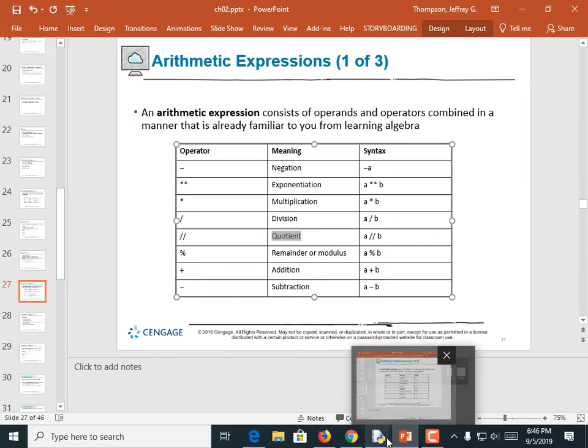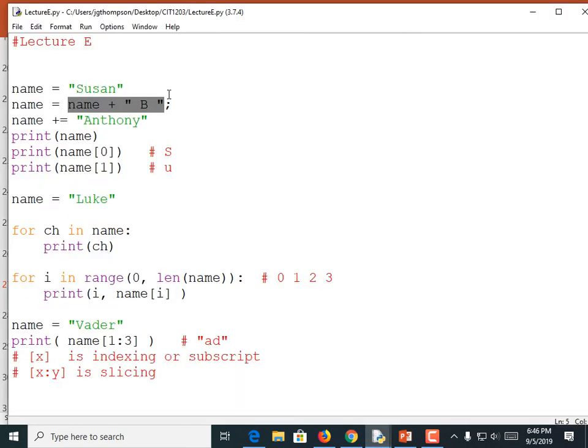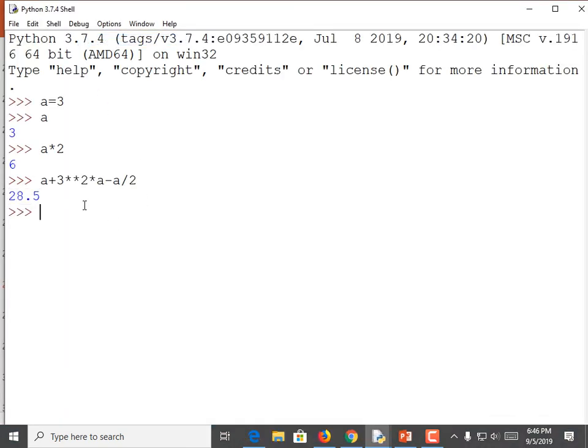Go ahead and get a shell going. Launch IDLE, click Run, Python Shell, and let's just play with these ideas. 5 plus 2. Surprise, it's equal to 7. 5 times 2 is 10. 5 star star 2 is 25. 5 divided by 2 is 2.5. 5 floor division 2, it's calling it quotient. Floor division means round it down after getting the result. So that's 2. 2.5, it dropped the 0.5.